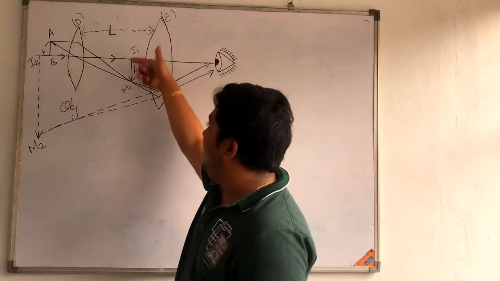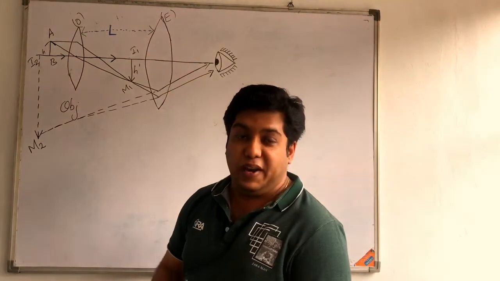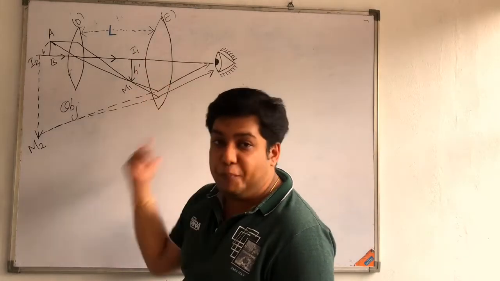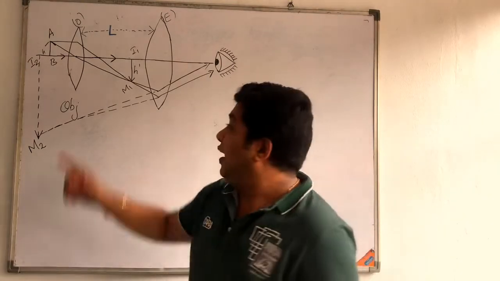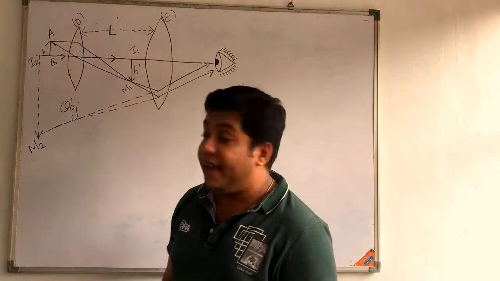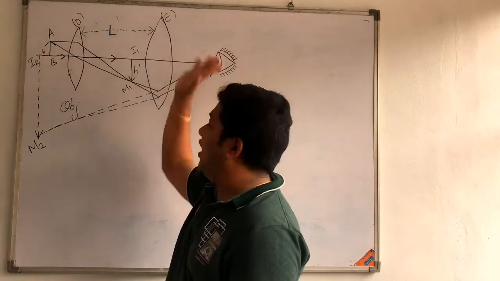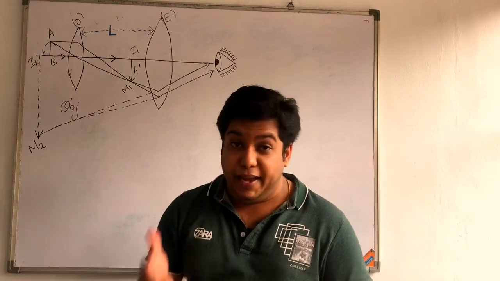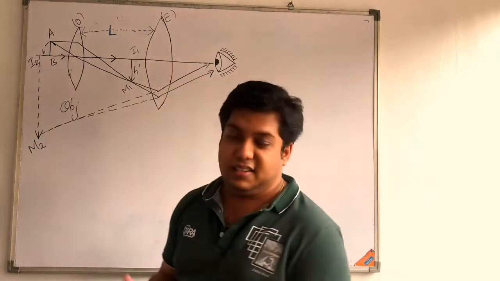This I1M1 will act as a virtual object for the eyepiece lens. So in the case of the eyepiece lens, I1M1 acts as the object and I2M2 is the image. So AB is the object of the objective lens, I1M1 is the image of the objective lens, and I1M1 is the object of the eyepiece lens, and I2M2 is the image of the eyepiece lens. The image of the objective lens acts as the object of the eyepiece lens.